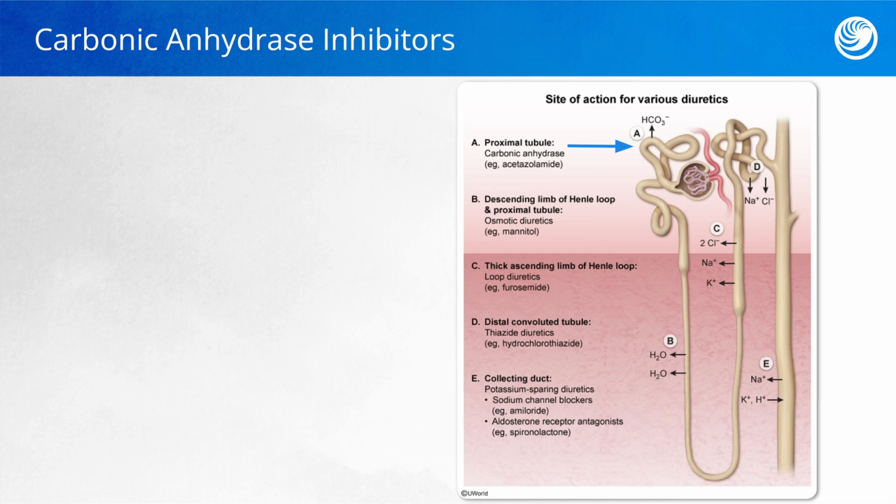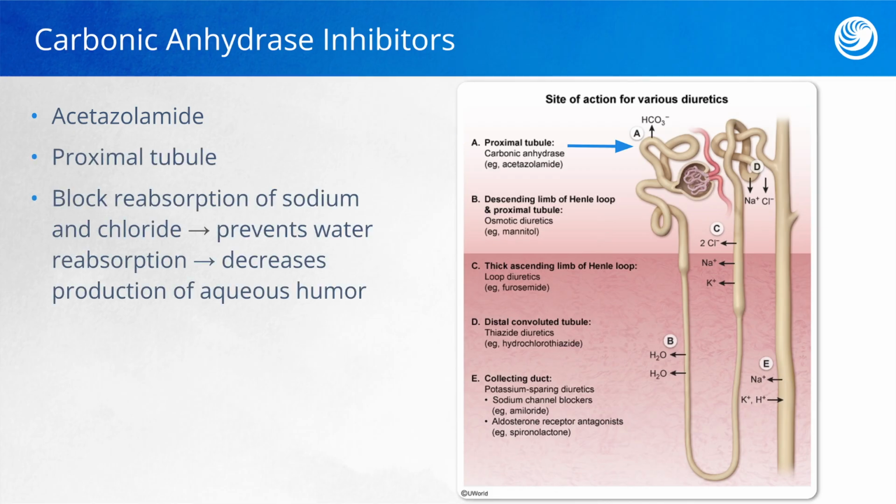Let's start with the class of diuretics that work earliest in the nephron, the carbonic anhydrase inhibitors. A common medication from this class is acetazolamide. Acetazolamide inhibits the carbonic anhydrase enzyme in the proximal tubule, which blocks reabsorption of sodium, chloride, and bicarbonate. Because water will always follow sodium, this will also prevent water reabsorption.